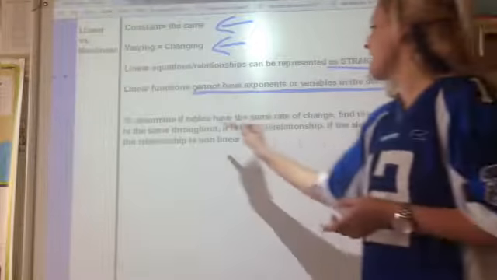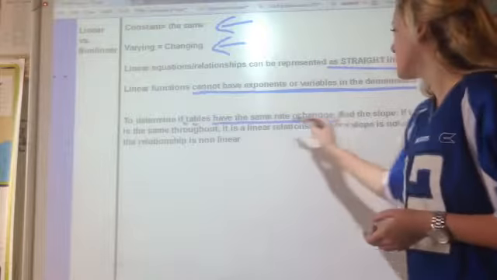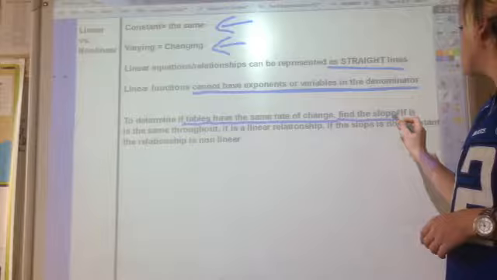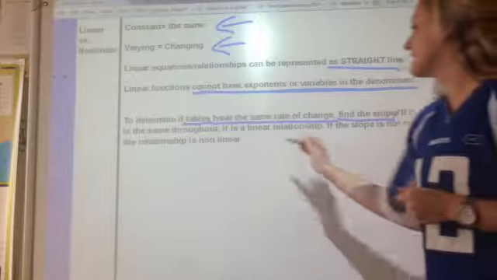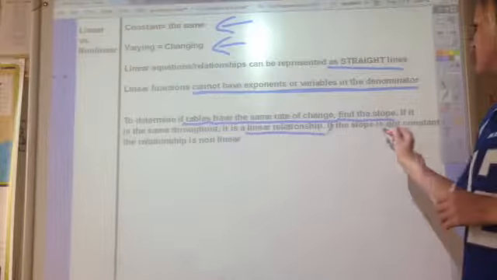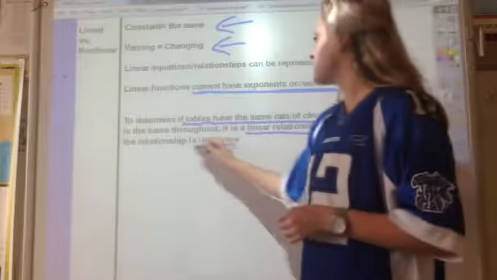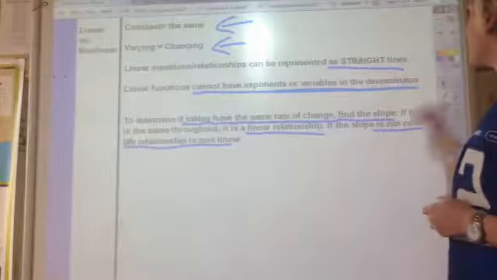So to determine if tables have the same rate of change, and to figure out if they're a linear relationship, we want to find the slope. If the slope is the same throughout, it's a linear relationship. If the slope is not the same, or that is to say not constant, the relationship is nonlinear. So let's go ahead and do an example.